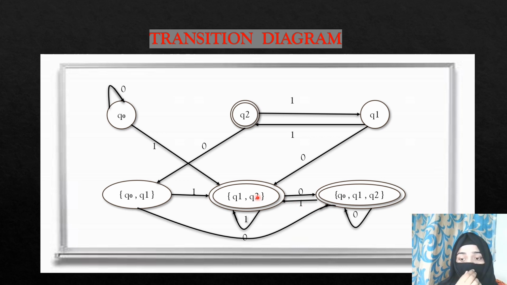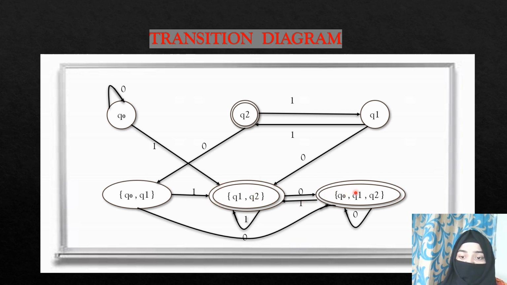Maybe you remember I told you the double circle is for the final state. In the previous diagram, we had a double circle for Q2. So in this, wherever Q2 is present, we need to have a double circle. The final state was Q2, and in this you can see Q2 is also present, so we are going to have a double circle for that.